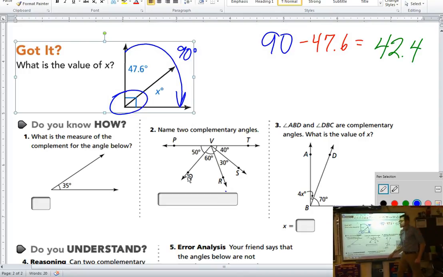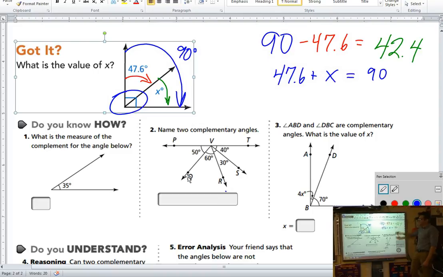Now, here's what Colin really did. He said, this angle that I'm trying to solve for x is the result of 90 when I get rid of that one. So in his head, what he actually did was he set up an equation, 47.6 plus an unknown equals 90. He then used the subtraction property of equality, subtracted from both sides and got his answer. Either way, my 42.4 degrees is the result of our angle there. Any other questions?